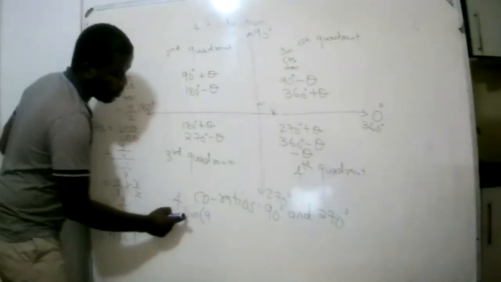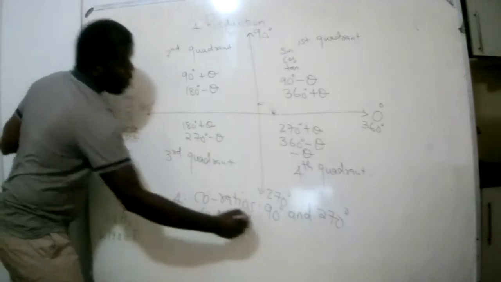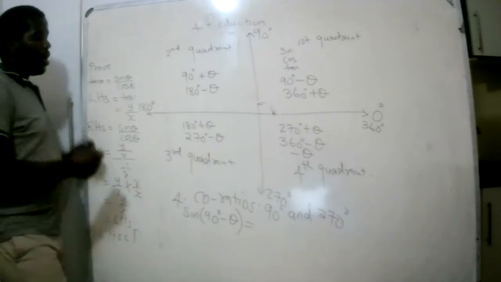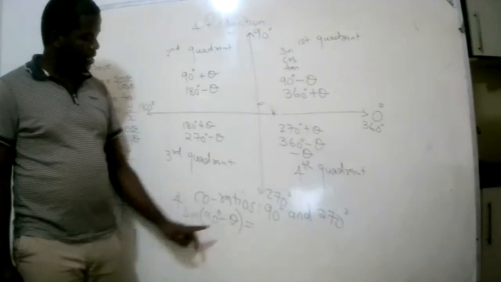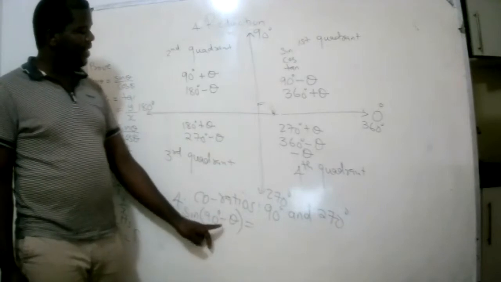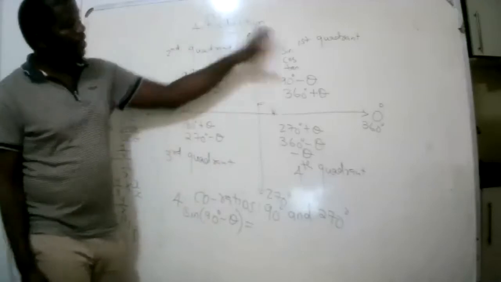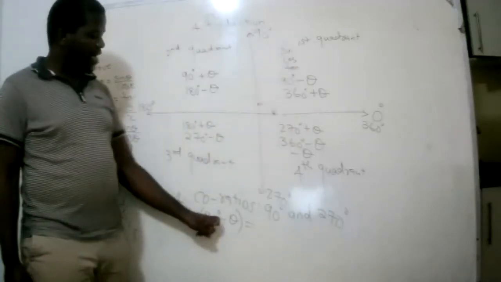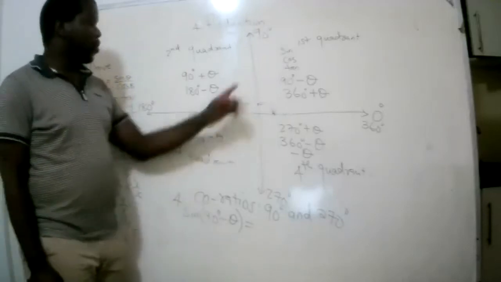Let's just take, for an example, sine 90 degrees minus theta. So for sine 90 degrees minus theta, you must first investigate on which quadrant do we have 90 degrees minus. Can any one of you tell me from this reduction angle, where do we have 90 degrees minus? The first quadrant. It's on the first quadrant.